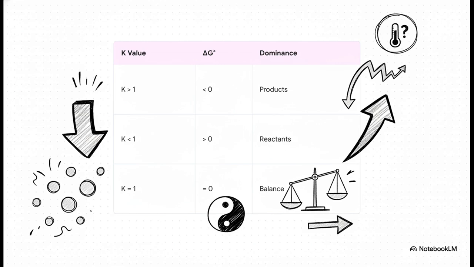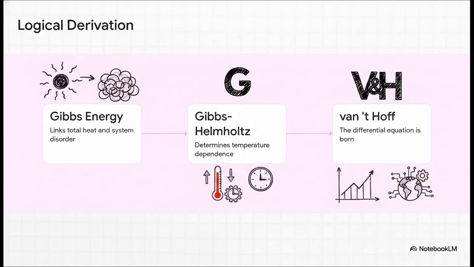But remember, this only tells us what happens at a single static temperature. So, how do we track this across changing temperatures? Well, it requires a pretty brilliant logical derivation. Step 1. Gibbs free energy links the total heat, which is enthalpy, and the system's overall disorder, or entropy. Step 2. The Gibbs-Helmholtz equation steps in to determine how that free energy actually changes as the temperature fluctuates. And step 3, by combining these concepts, the pure differential Van 't Hoff equation is officially born.